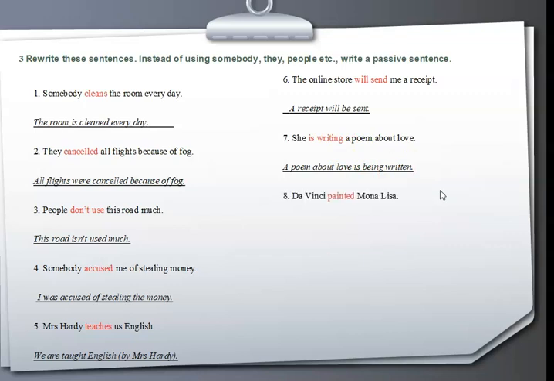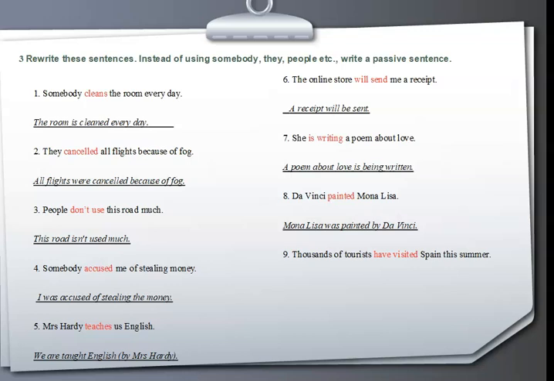Da Vinci painted Mona Lisa. Okay, Da Vinci painted Mona Lisa, the past simple tense. Mona Lisa is the object. Mona Lisa was painted by Da Vinci.